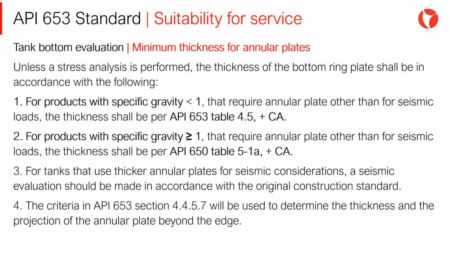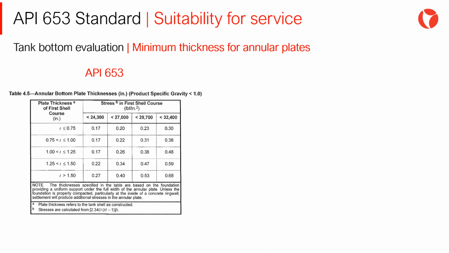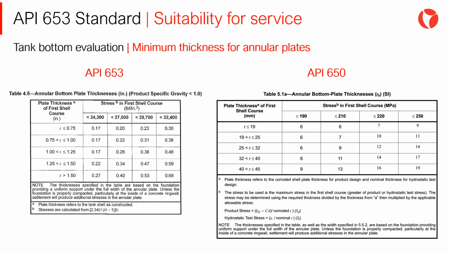3. For tanks that use thicker annular plates for seismic considerations, a seismic evaluation should be made in accordance with the original construction standard. And 4. The criteria in API 653 section 4.4.5.7 will be used to determine the thickness and the projection of the annular plate beyond the edge. As indicated before, the minimum thickness of annular plates can be established by means of using table 4.5 of the API 653 displayed on the left of the screen, or table 5.1a of the API 650 standard, shown on the right part of the slide.